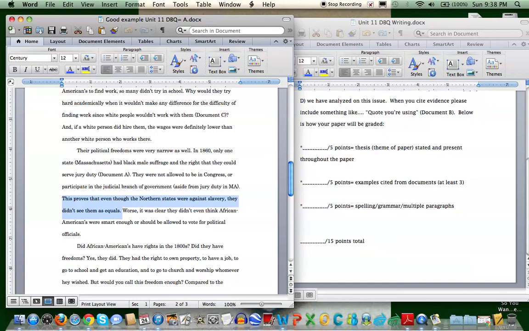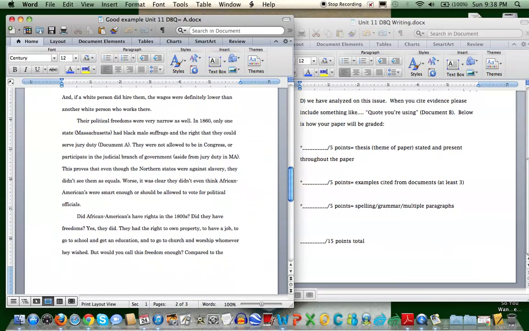Worse, it was clear they didn't even think... Again, be careful this day. And I think so many of you, maybe 90% of you, did this. Didn't even think African Americans were smart enough or should be allowed to vote for political officials.